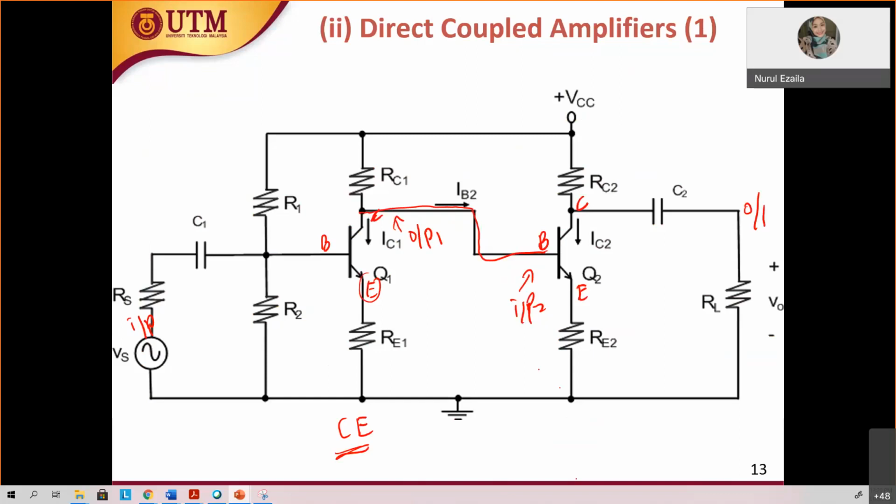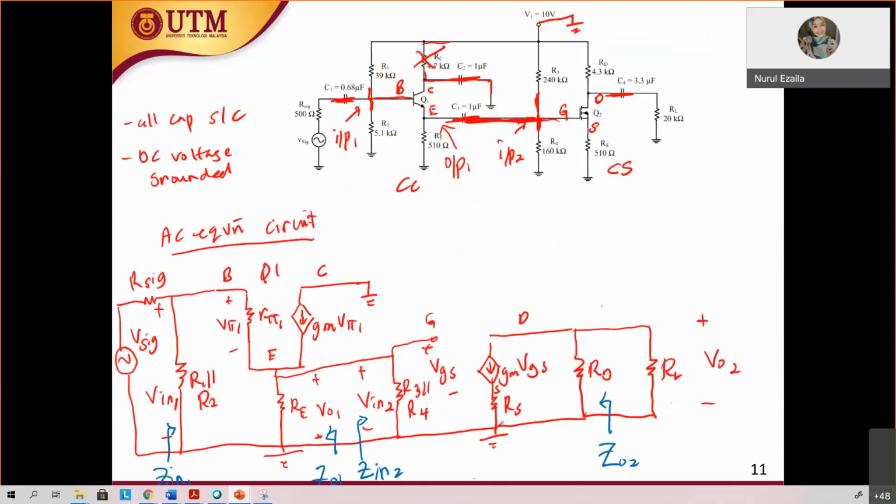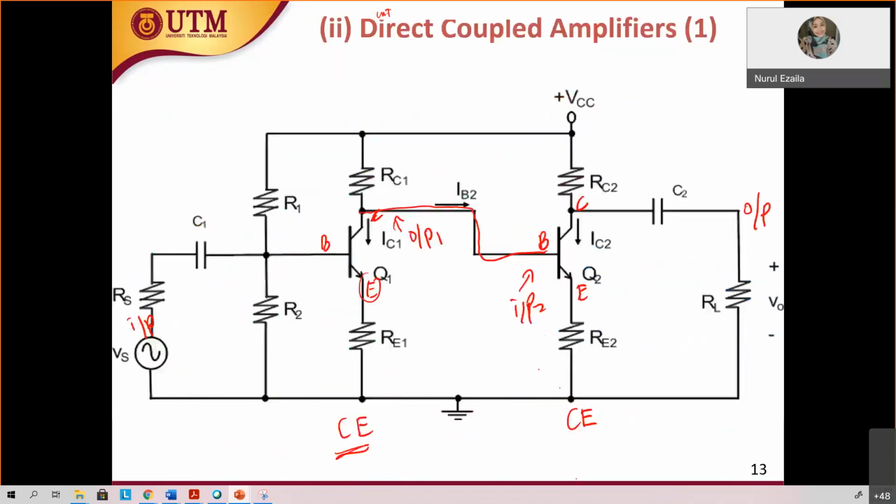Output is at collector. So what's left over here? It is common emitter. Okay, common emitter. Whether it is direct couple or couple with a capacitor, RC couple or direct couple, you still need to define what type of common for each stage, and then you draw the AC equivalent circuit.